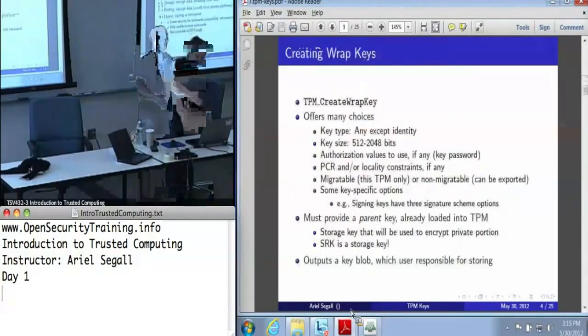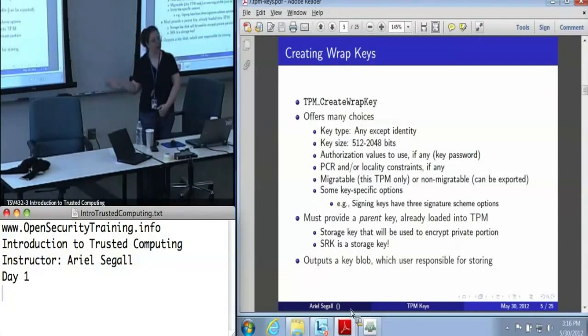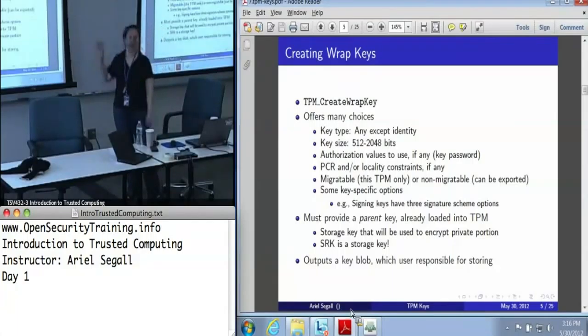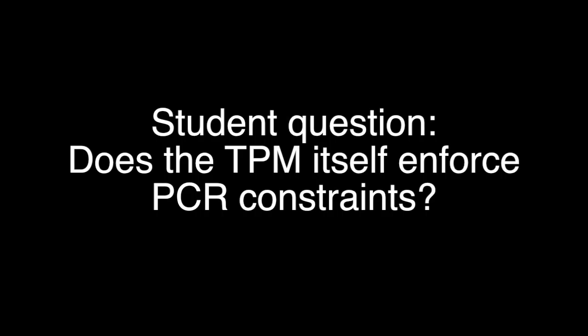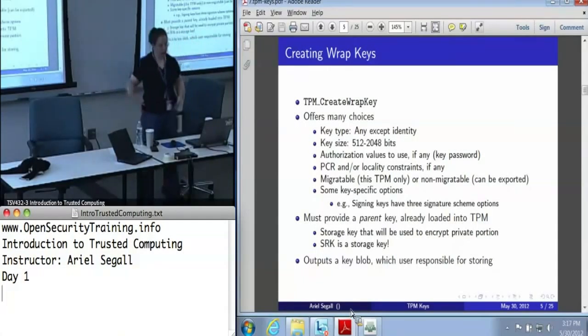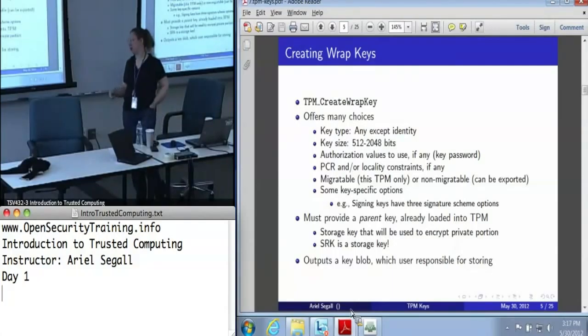This is one of the ways you do it, is you could say, this is only available in locality 3. PCR, yes? Yes. That I will get to how those PCR constraints are enforced a little bit later, but in short, whatever you specify here must be true for the key to be used. It can be loaded in any state you like, but it's never going to be used until those constraints are met.